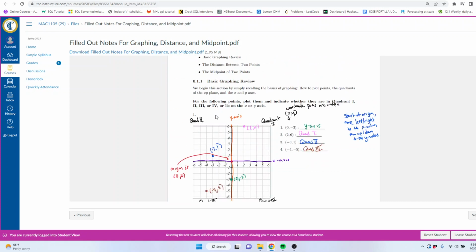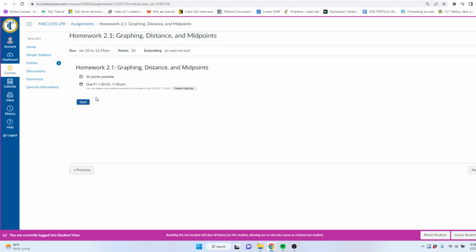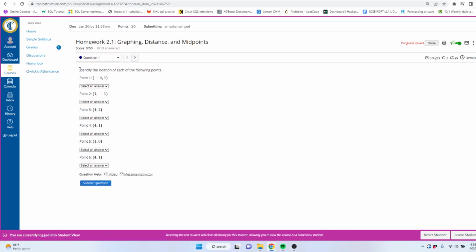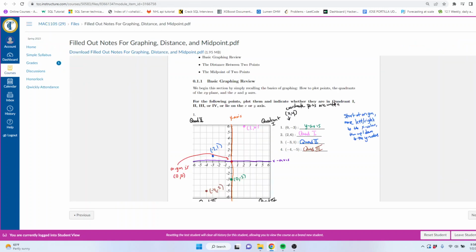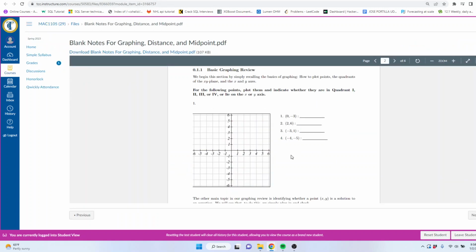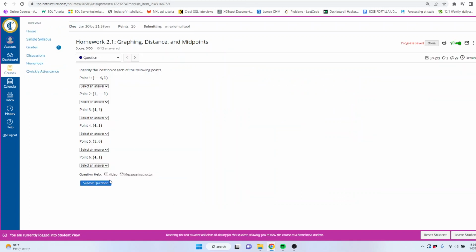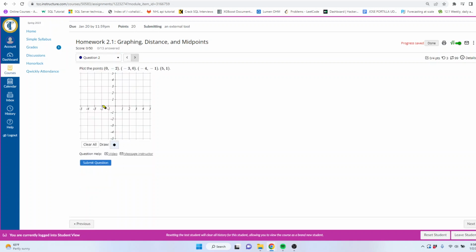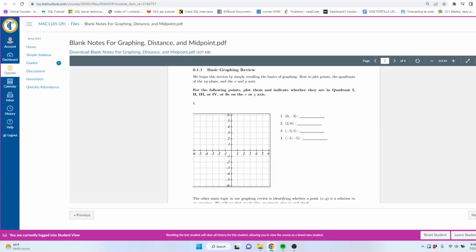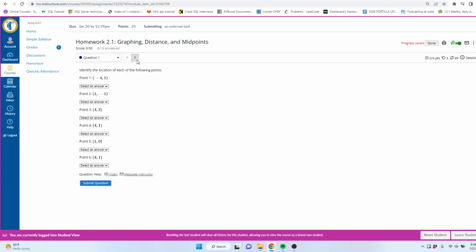The one thing I will point out as well, if you look at the homework assignment, I opened up the homework assignment. I'll go ahead and start it for this section. It says, identify the location of each of the following points, and it lists off a bunch of ordered pairs. Well, if you look at question number one here, what did I do? I plotted and listed off where a whole bunch of points are. That's part of what number one is. Number one is just identifying. Number two is actually plotting. So if you watch the video through this first problem, it should help you answer numbers 1 and 2.